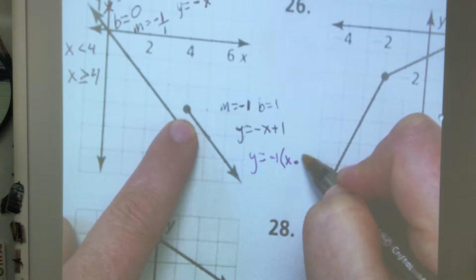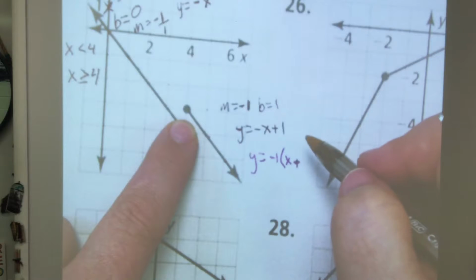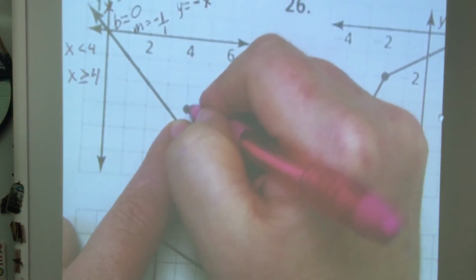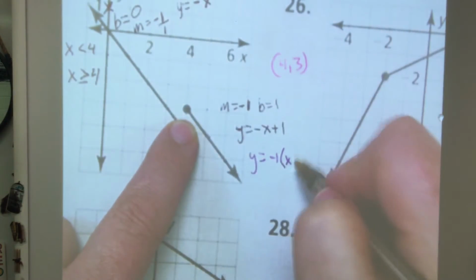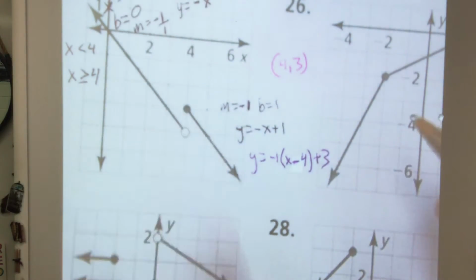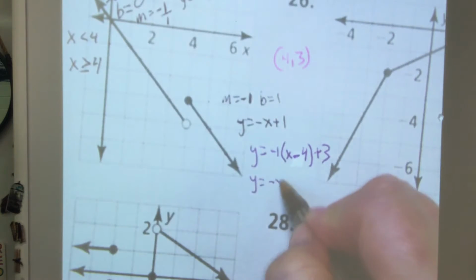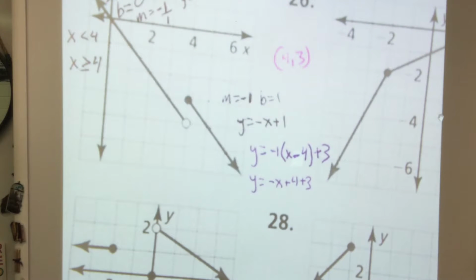minus, this end would end up being +3 because it's, no, it'd be -4. It'd help if I wrote the point down. Let's say this point is 4, 3, there's my point. So x minus 4 plus 3. And if I simplified this, that would give me y equals -x plus 4 plus 3. And of course I do have a mistake in here somewhere.